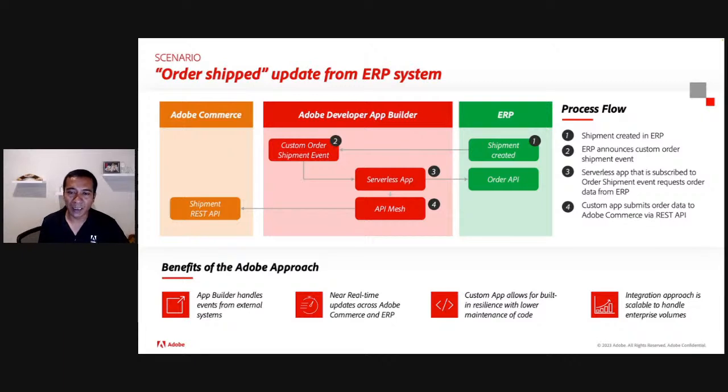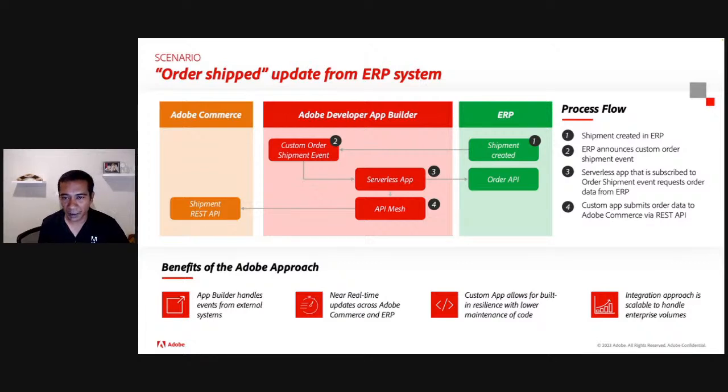So when the shipment status changes in the ERP, the same process as we did before for the order created can happen in reverse. This time, the ERP would send an event into IO Events. There, it would invoke an app, which would, of course, be subscribed to that event. And that can use our Shipment API to update the ship status within Adobe Commerce. So now when a customer logs into their account in the storefront, they will be able to see the updated status of their shipment.